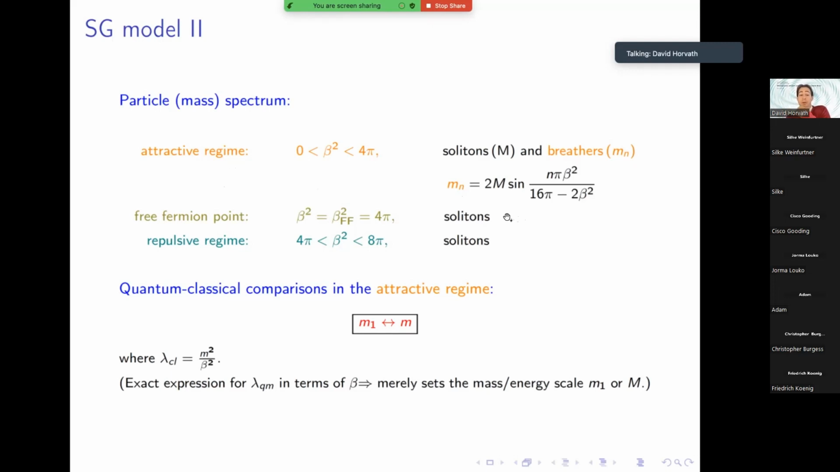It's still an integrable theory. There is one technical remark. It's not so important, but it's worth stressing. In this work, I will consider only the attractive regime and the free fermion point. If you want to make comparisons between the quantum and the classical theory, a reasonable way to do that is to equate the lightest breather mass on the side of the quantum theory and, in the classical theory, the mass scale, which you can just put into the coupling in front of the cosine. So equating these two quantities, you can make reasonable comparisons.